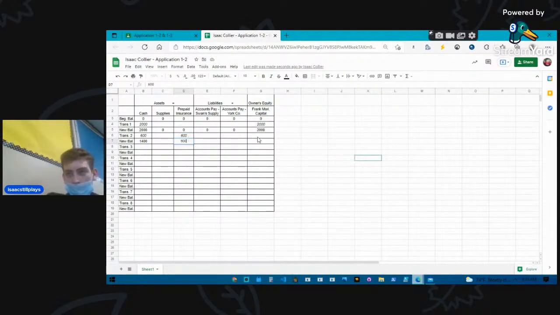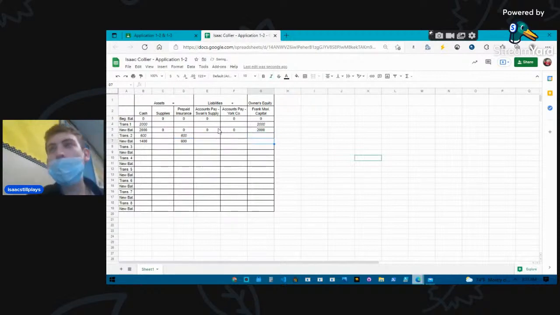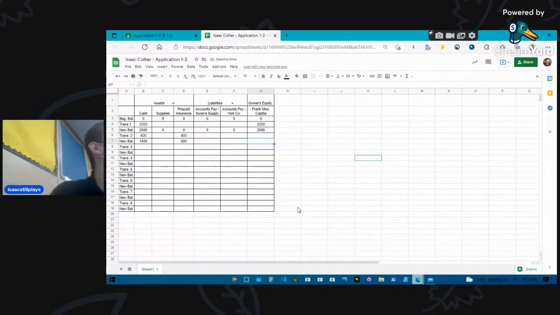Does everybody understand how this works now a little bit better? If you need me, I'm going to be walking around. We're doing application 1-2 and 1-3. When you get to the bottom, make sure all your assets equal all your liabilities and your owner's equity. Like do a little formula over to the side, add those 3 numbers, make sure they equal. So let's work.